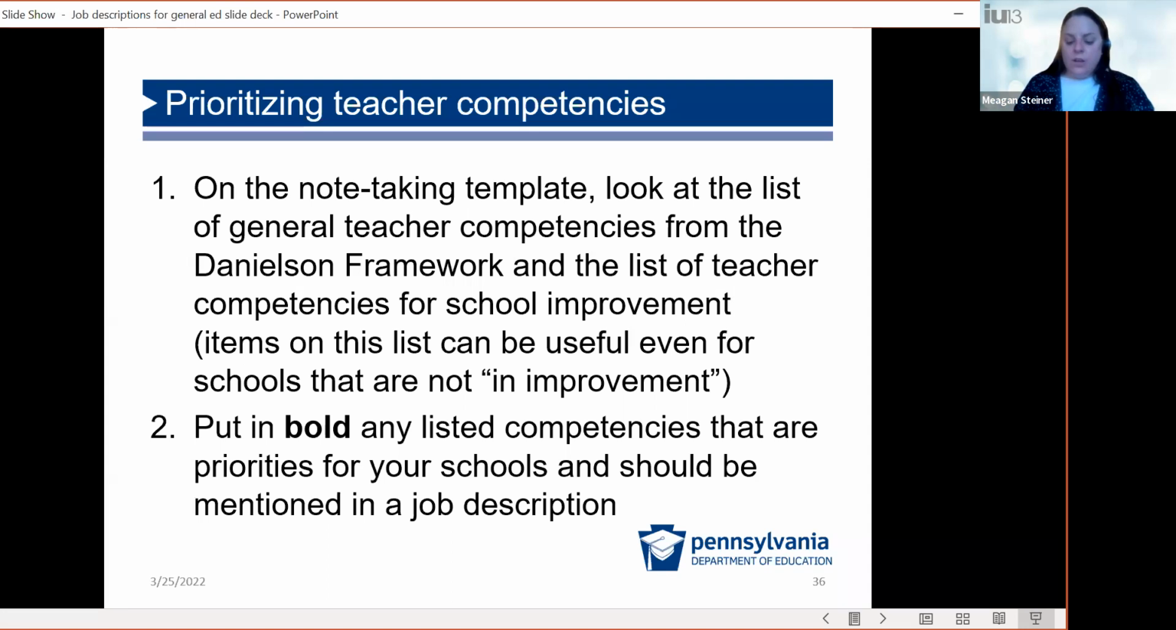So I would invite you to just look through for a few minutes, look through both those lists and make a note or put in bold any competencies that you think are particular priorities for your school or LEA and should be mentioned in the job description, not necessarily word for word, but referred to in the job description.